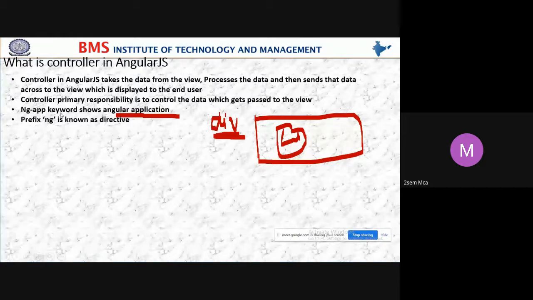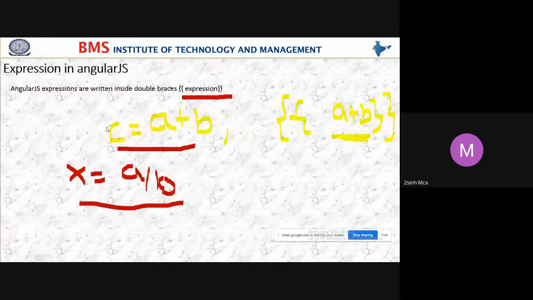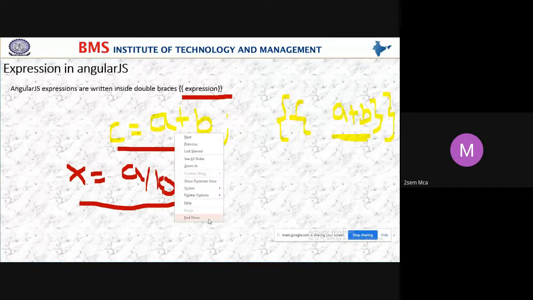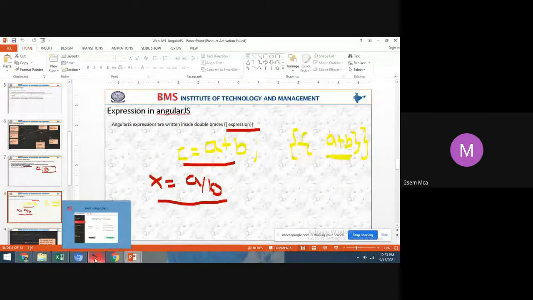So the ng-app keyword shows an Angular application. Whatever directive we take, ng-init, ng-repeat, ng-model, ng-app, it should have the prefix ng. This is known as a directive. Next we have expressions in AngularJS, which I'll do in the next class, students. Again, in the afternoon you have lab.